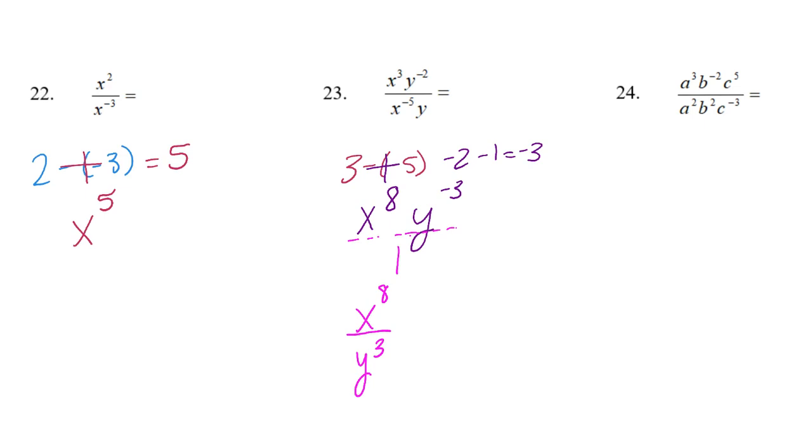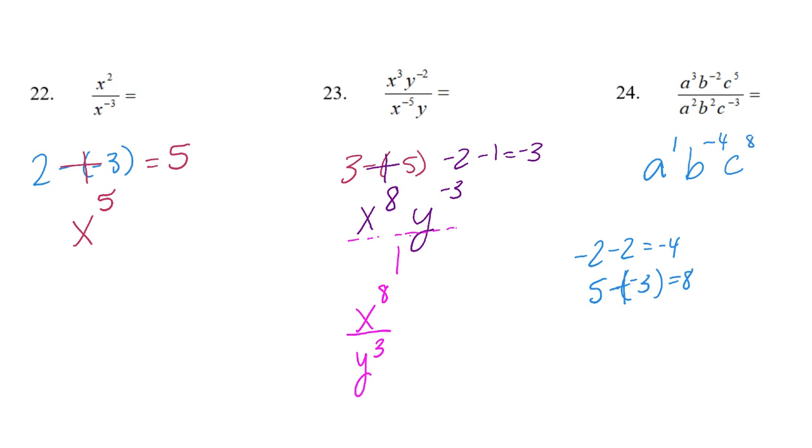All right, let's look at number 24. So 3 take away 2 is going to give us a to the 1st. Negative 2, oh, it's not letting me write. Okay. So negative 2 minus 2 is going to give me negative 4. So it's going to be b to the negative 4. And then c is going to be 5 minus negative 3. So that goes to plus. So that becomes an 8. So it's c to the 8th power.